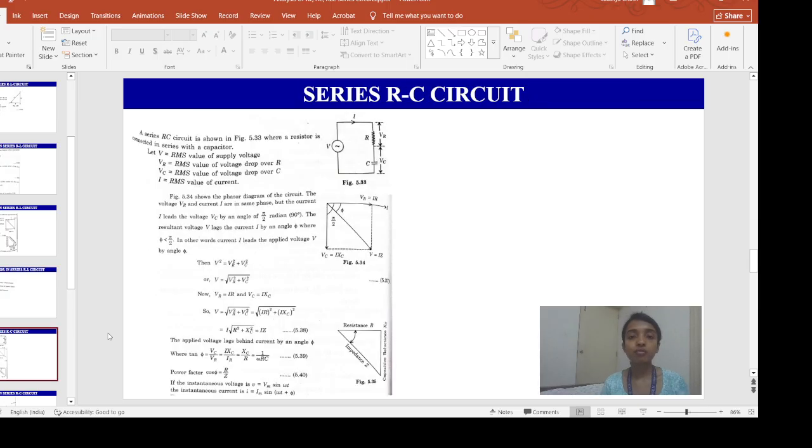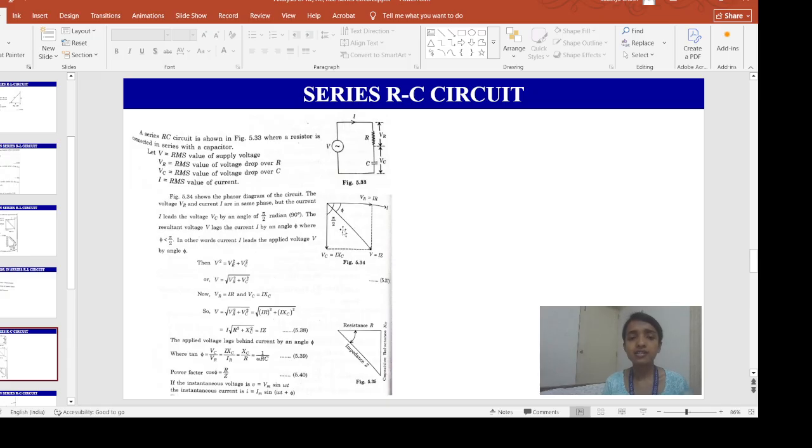Next, we will move on to the series RC circuit. In the series RC circuit, we have a capacitor connected in series in the circuit. Same as the previous case, this supply voltage V is the RMS value. VR is the voltage drop across the resistive component, and it is an RMS value. The voltage drop across the capacitive component is VC, also an RMS value, and I is the current flowing through the circuit, which is also an RMS value. Now, how will we draw the voltage triangle?